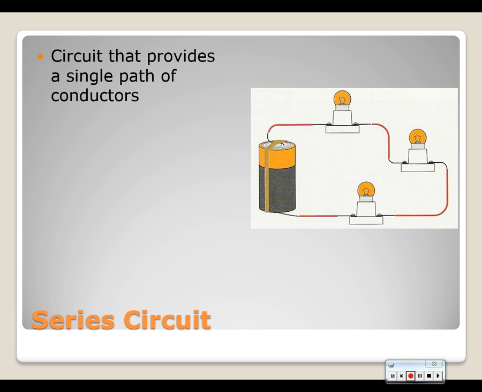Because if one of them goes out, there's a break in the path and the current stops. Yep. So Dylan, that's exactly it. If there's a break in any part of this path, the current stops in the whole circuit. Okay. Very good. Yep. Christmas lights that are put in series. If you have one out, they all go out because there's only one path for the charges to flow through the Christmas lights.